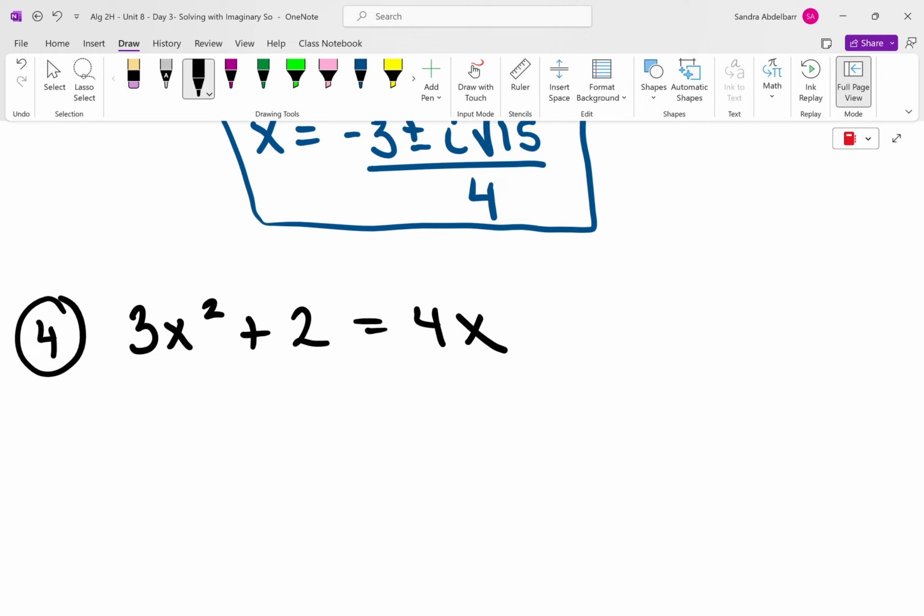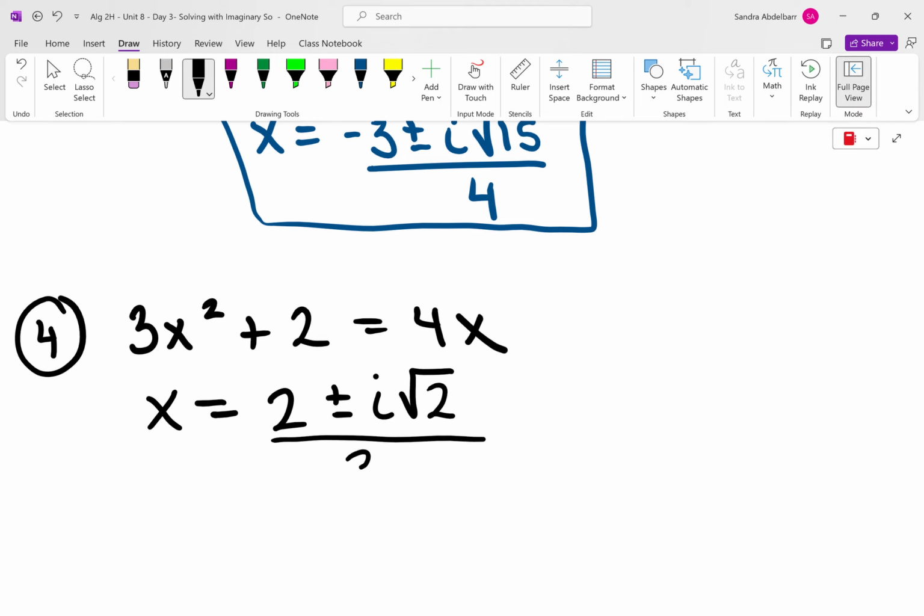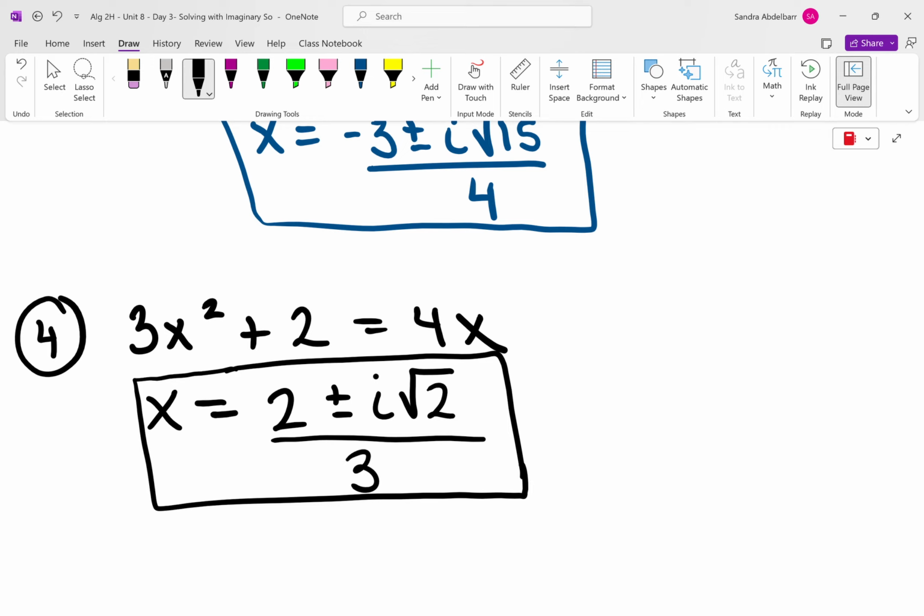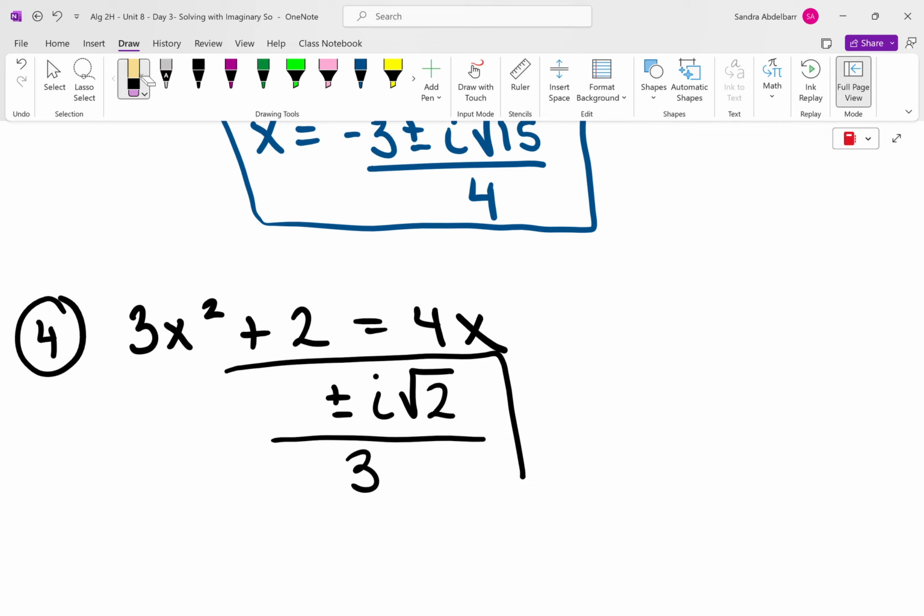Are we done? What'd you get? Who has an answer for us? x is equal to 2 plus or minus, what'd you say? I square root 2. No, i and then a square root. Oh, i root 2. Yeah. Okay, i root 2 all over 3. I got that. Anybody need to see me? Does anybody want to see me do this?